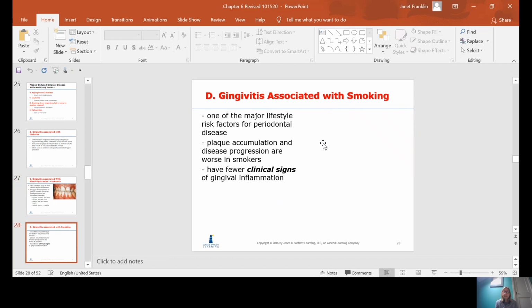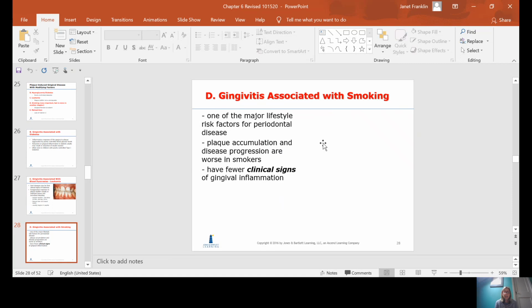Then we've got gingivitis associated with smoking. One of the major lifestyle risk factors for periodontal disease is smoking. However, with a smoker, you're going to have fewer clinical signs of gingival inflammation.